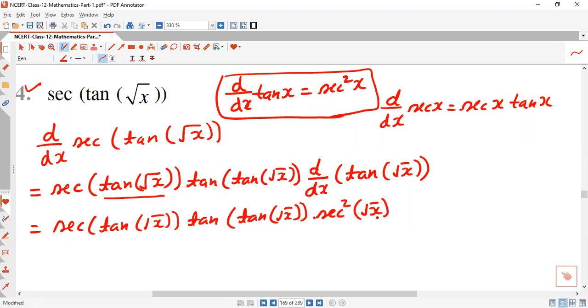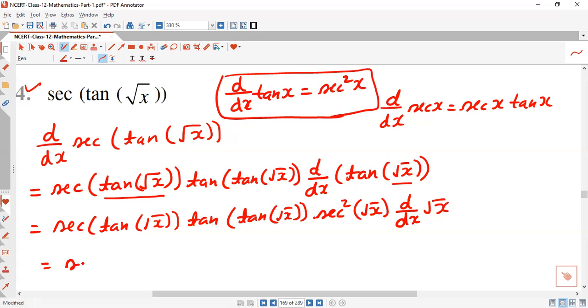See again, you see this one. This angle is not x. This is root x. So we have to do the differentiation of that part again. dy/dx of root x. So root x differentiation will come out 1 upon 2 root x.